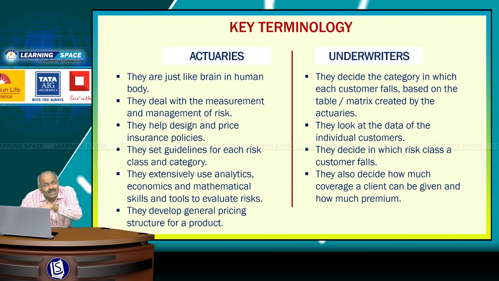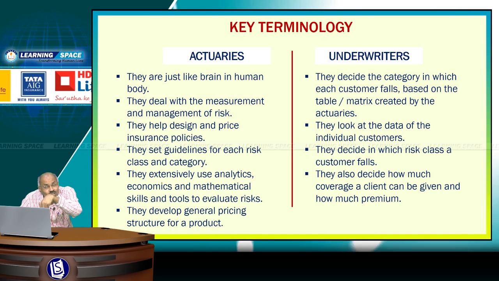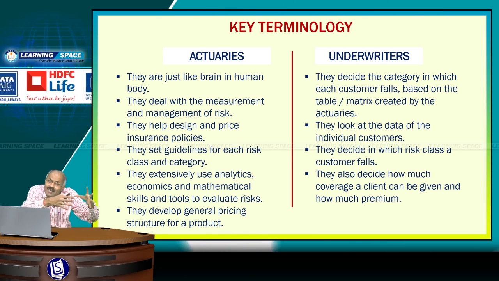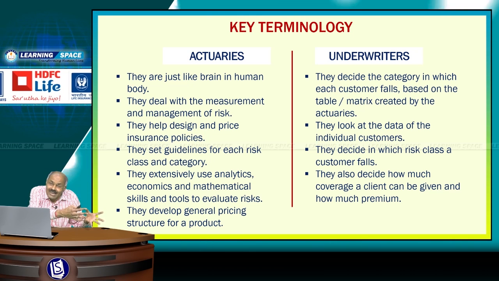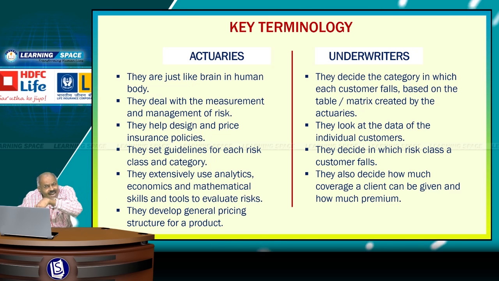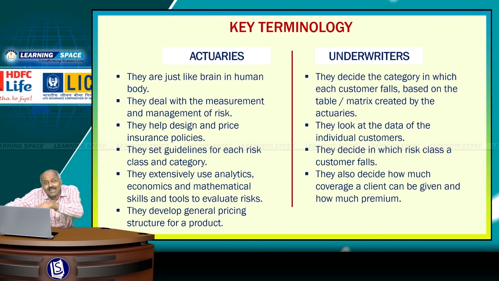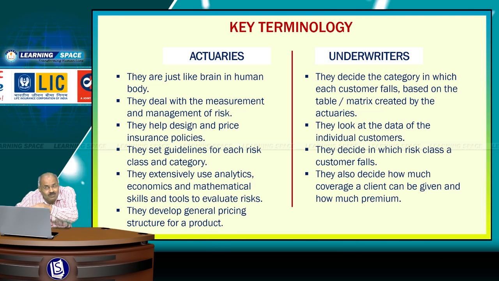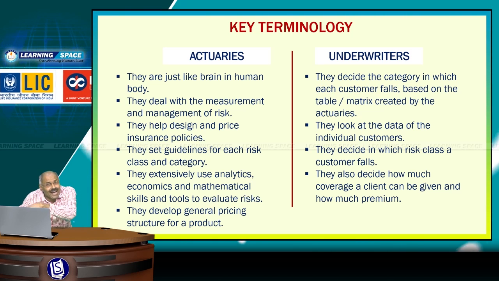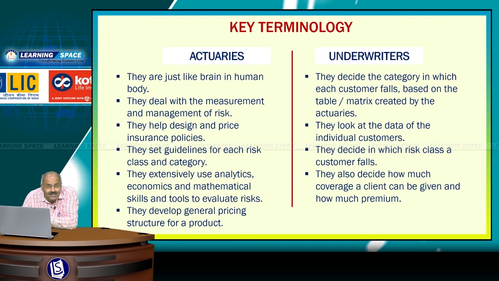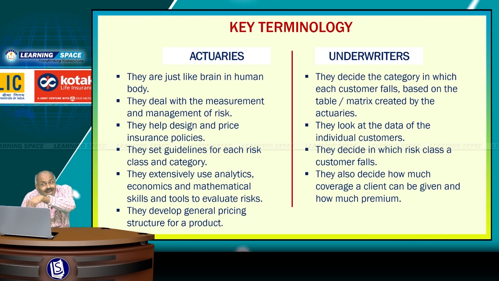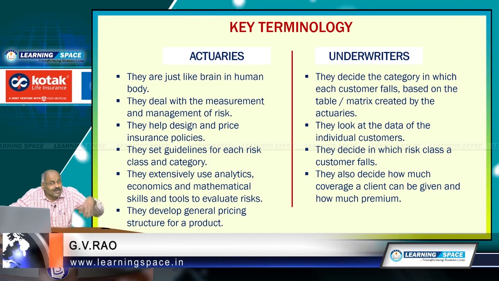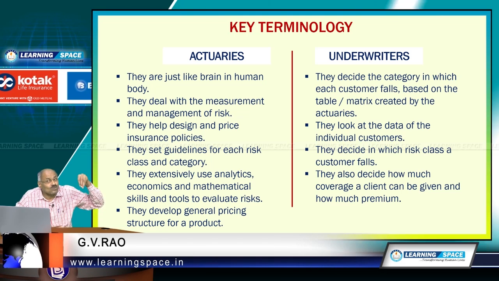And underwriters are basically the category who decide which category each customer falls into. Actuaries create a table or a matrix, but underwriters will decide the category in which each customer is to be placed. Underwriters look at the data of individual customers and decide in which risk class a customer falls, right? They also decide how much coverage a client can be given and how much premium. So, this is the basic difference between actuaries and underwriters, and these two terms are associated with insurance.